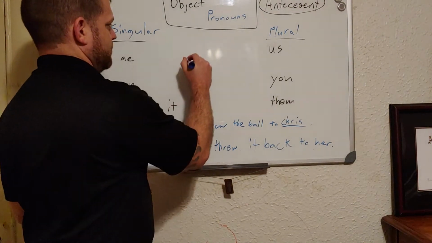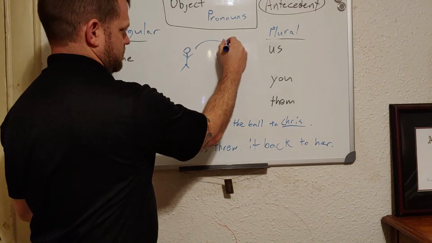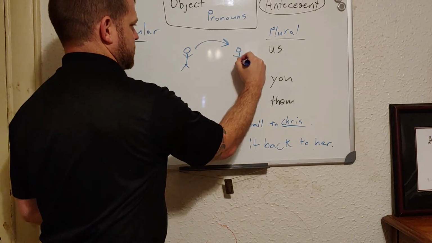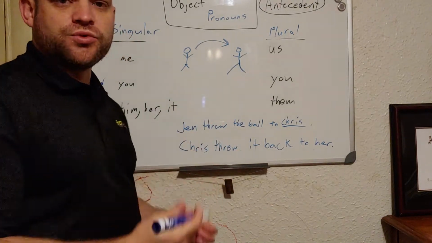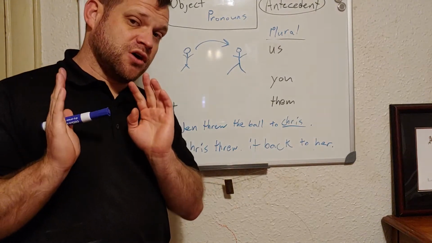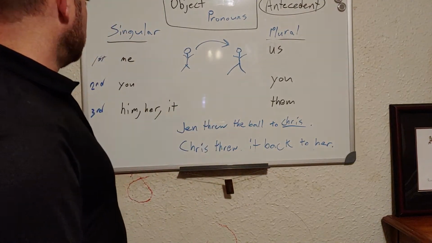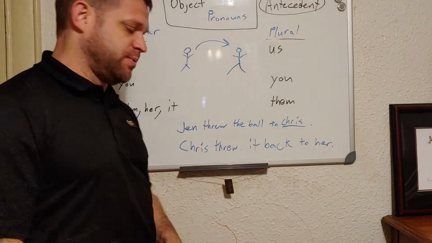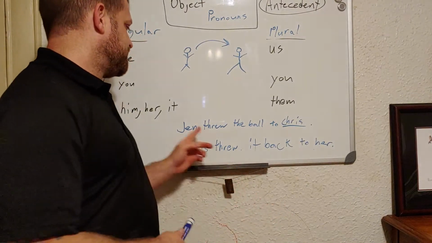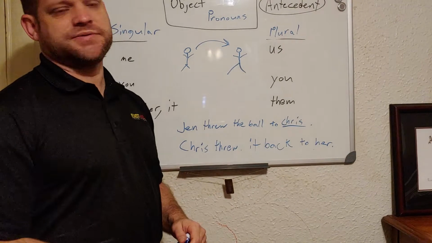So the way to think of them is, an object pronoun is the person that either receives or the action that you are talking about happens to. So for object pronouns, this is the example I'll use. Jen, short for Jennifer, Jen threw the ball to Chris.